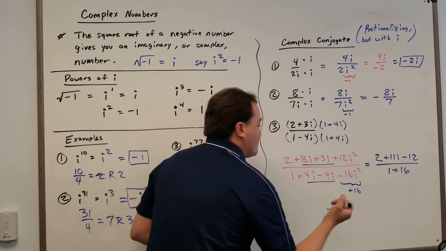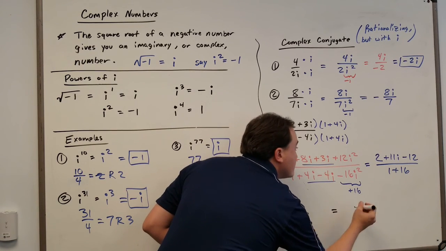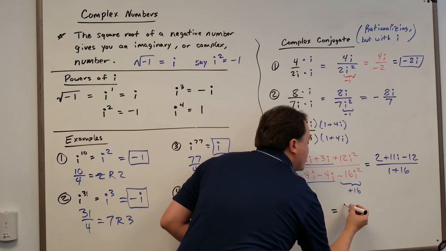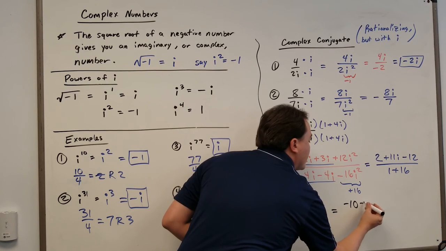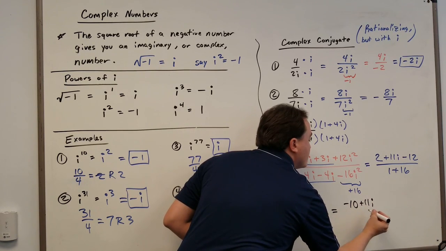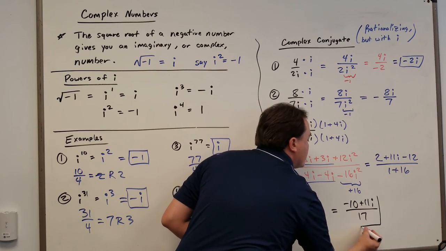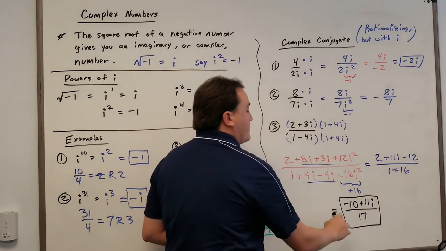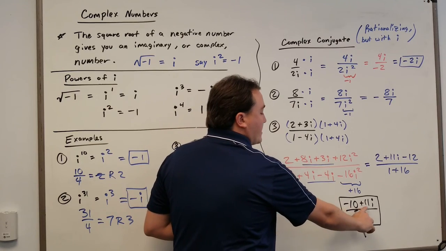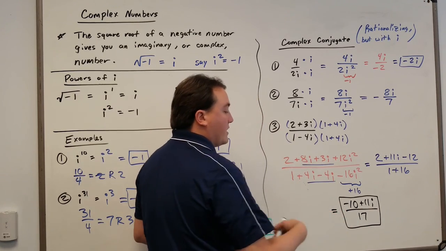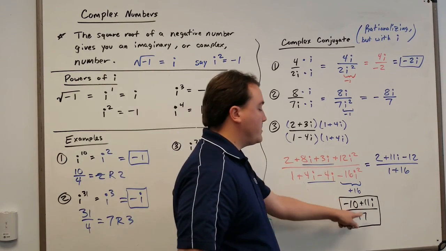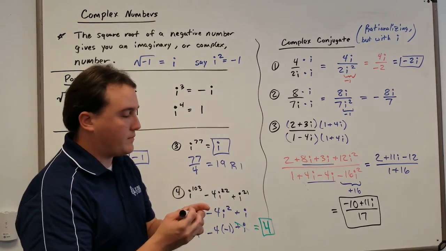So our final answer, 2 minus 12 is negative 10 plus 11i over 1 plus 16 is 17. Note, if you can divide something out of all three of these, then you can keep going. But 10, 11, and 17 have nothing in common, so you'd stop there.